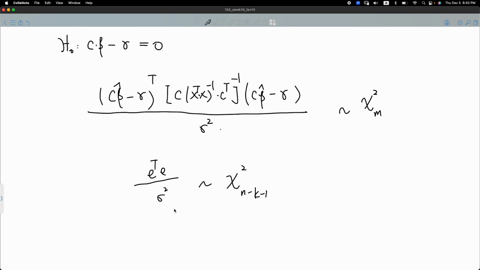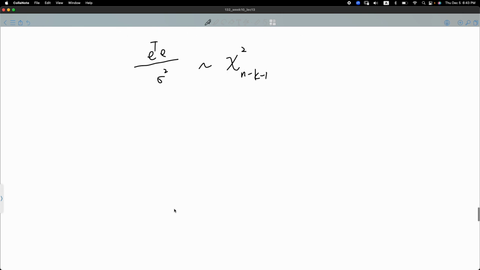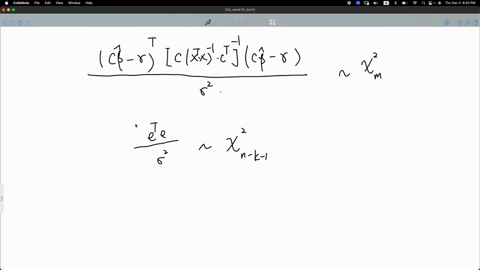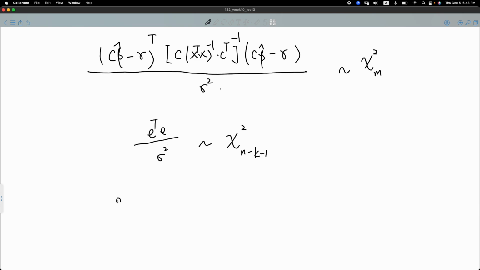So now let's take the division and bring everything together. You will have the following. So when you take the division, basically the sigma square in the denominator on the top, on this term, will cancel out with the sigma square of this one. So that means you will have the SSE constraint minus the SSE over the SSE.